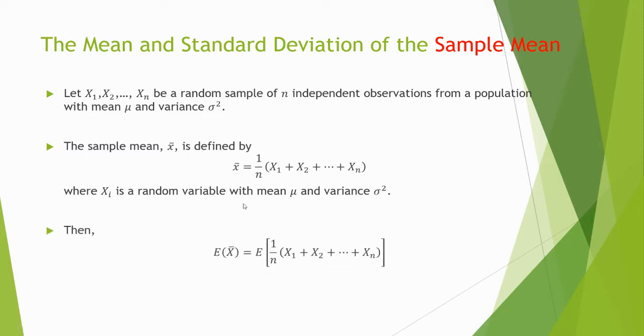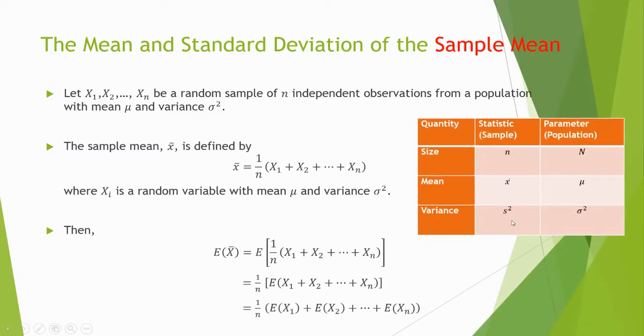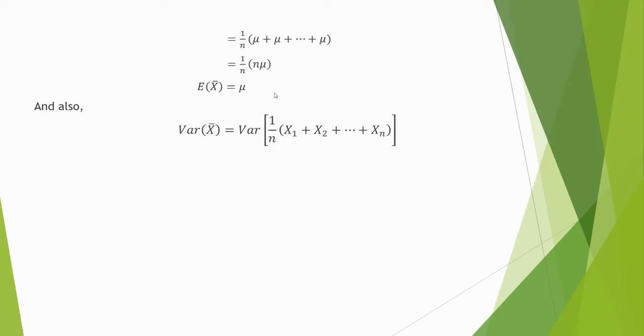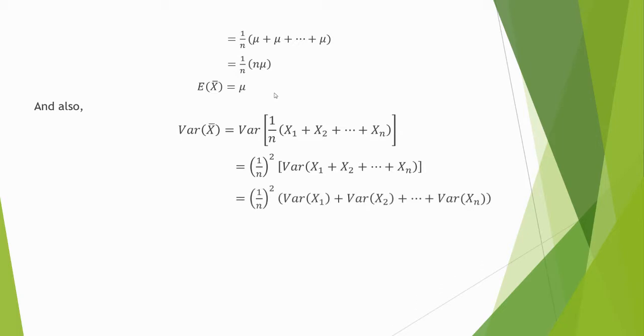So we can find the mean: E(X bar) equals E of 1 over n times (X1 plus X2 plus everything), and then you will have this. This box is from the previous slide, to remind you of the notation for size, mean and variance for sample and population. From here you get the mean, mu. For the variance, Var(X bar) equals the variance of 1 over n times everything, and you take out 1 over n squared because this is variance. Then we solve everything and you find that the variance is sigma squared over n. You don't have to memorize these steps. What you have to know is just the mean and the variance; just take out the formula.